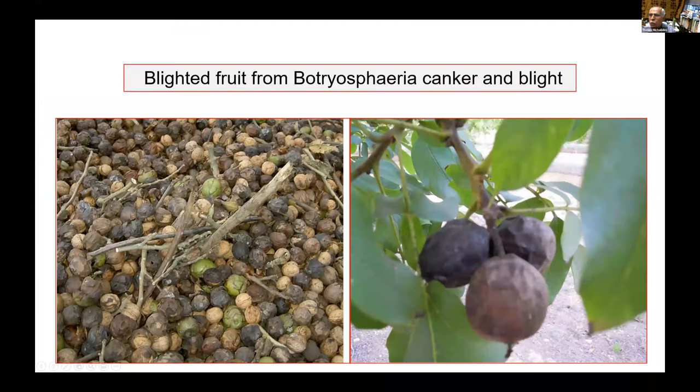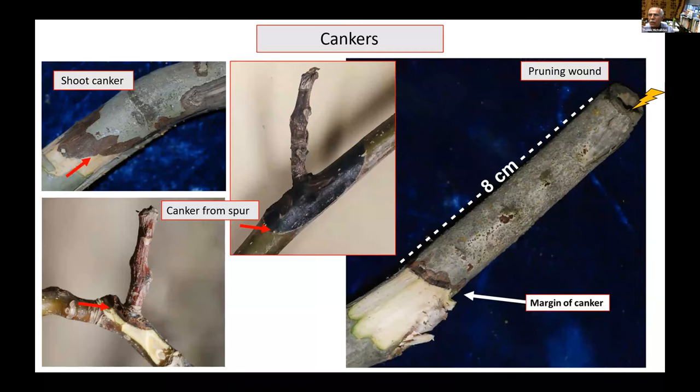So I will go into the Botryosphaeria of walnut, and you can see here the blighted fruit. This is really what causes damage and losses in the field, because fruit can be infected. In cases where we have severe disease, you can see that we have a lot of infected blighted fruit in this slide.